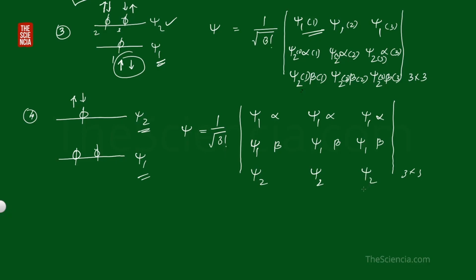Okay. Now we know in a column we have to fill the same particle. So this one is the first particle, that is, the first particle is in the up state. Here this is the second column, so second particle, second one. Okay. And this one is the third column, third particle. Okay.